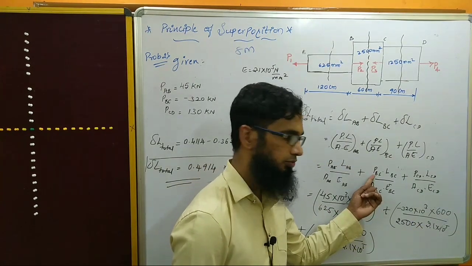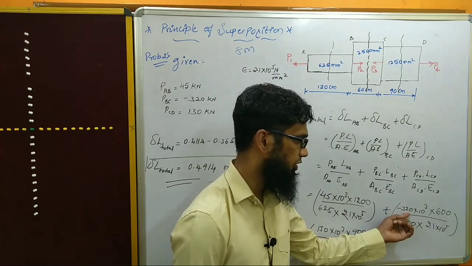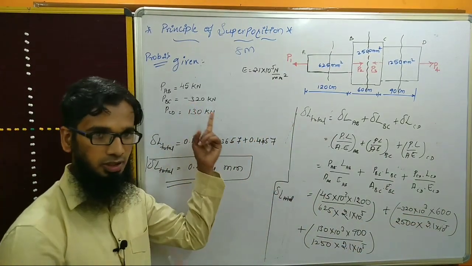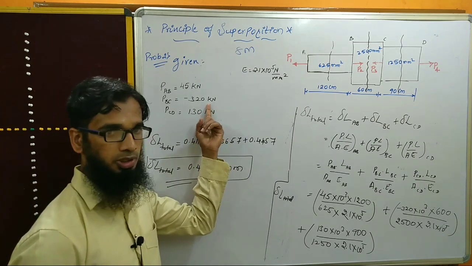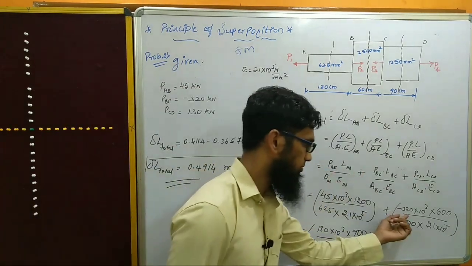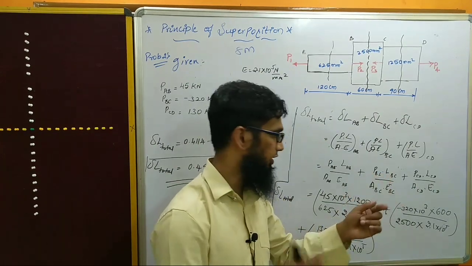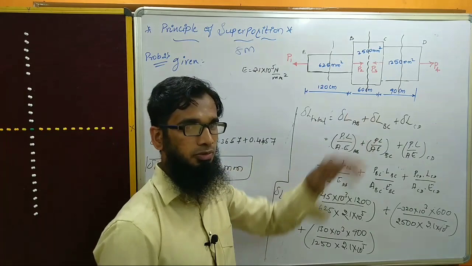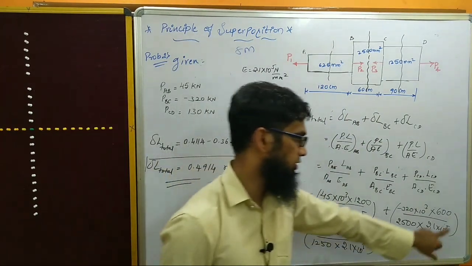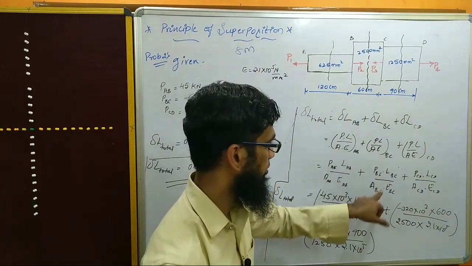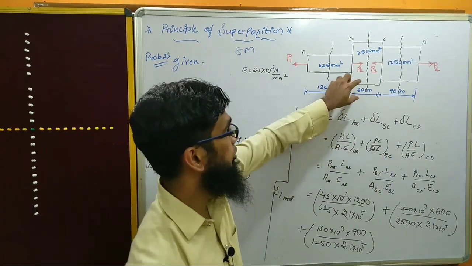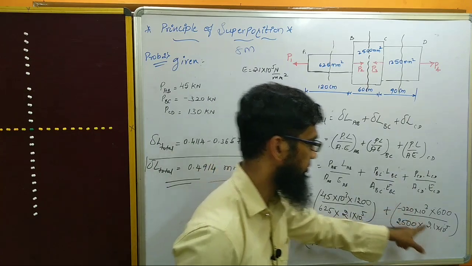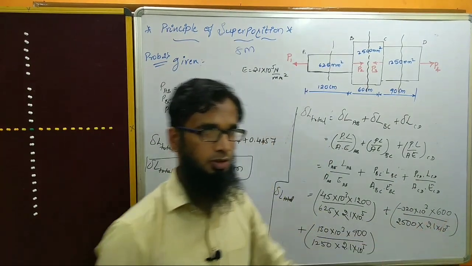Now in place of this PBC, I have taken minus 320 into 10 power 3, because the 320 we have calculated here gives a negative value, minus 320 kilonewton. I have taken the same value here because we are calculating for the second element, and the length of BC is 6 centimeter, but we need to take it in terms of mm, so it becomes 600 here. Again in the denominator the area of BC is 2500 mm square, and again Young's modulus of BC is 2.1 into 10 power 5, it's a common thing.